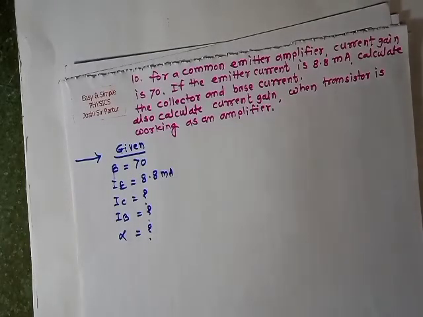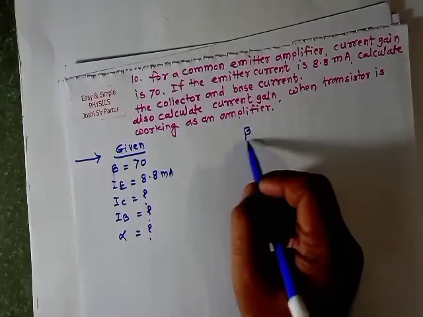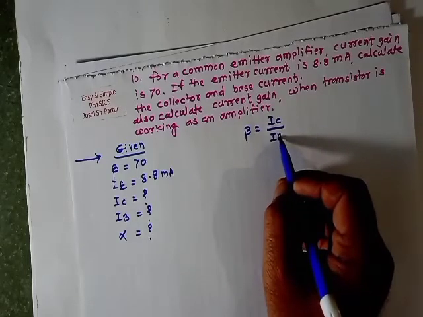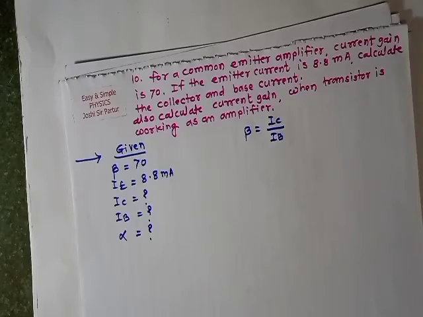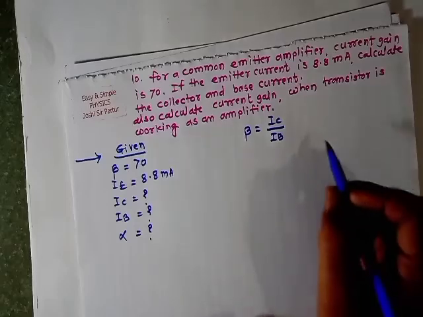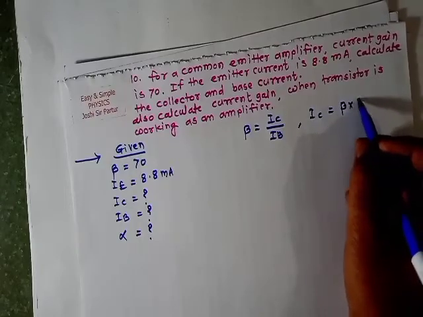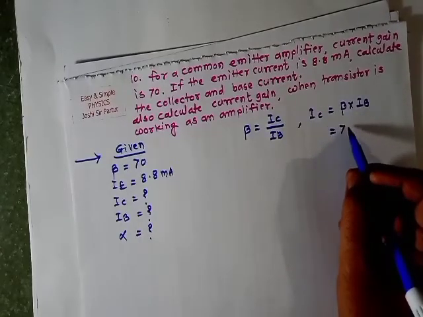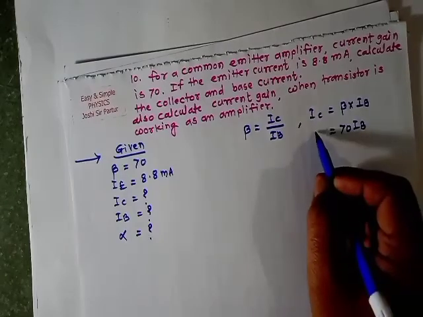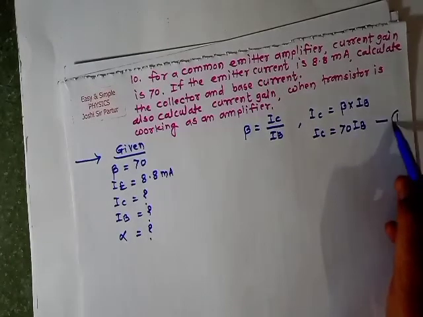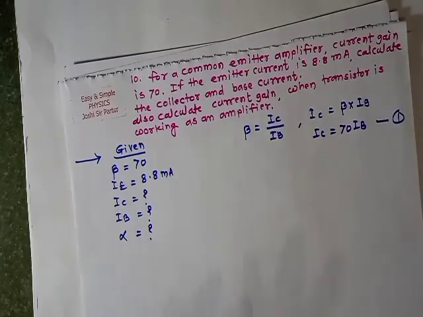Here we use a formula: beta is the ratio of collector current to the base current. So the collector current is equal to beta multiplied by base current. Beta is given as 70, so collector current is 70 into IB. Suppose this is equation number 1.